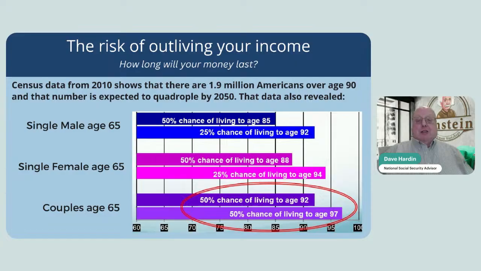In fact, if you're one of those people over 65 that's in a couple, if you're the male, you have a 50% chance of living not to 85 but to 92. And if you're the female, you have a 50% chance, listen to this ladies, of living to 97. That's amazing. It is amazing. We are living longer and longer.